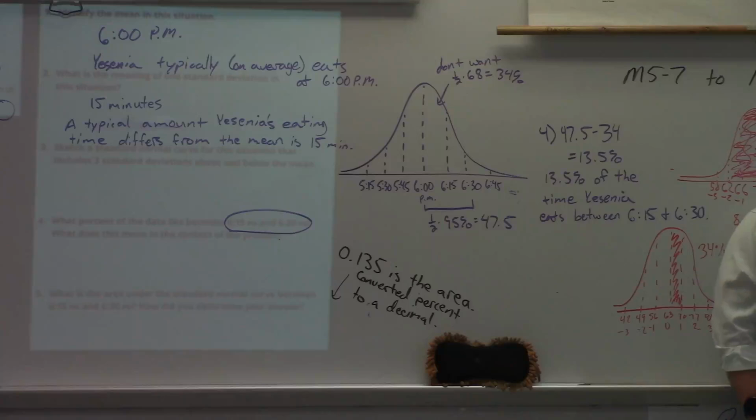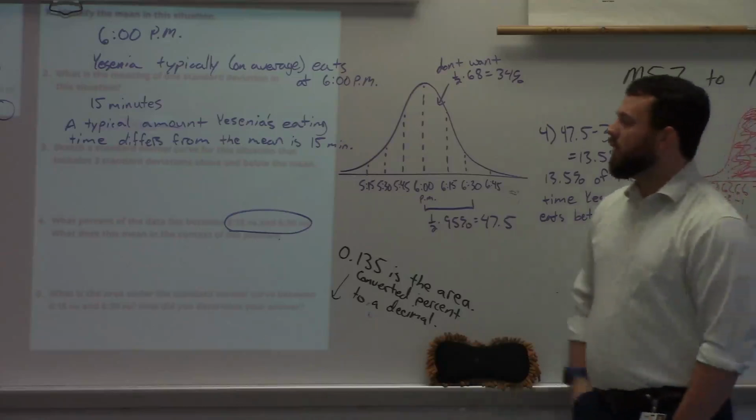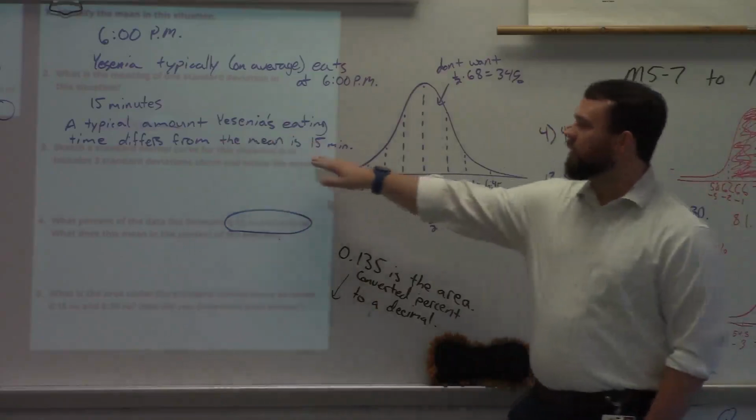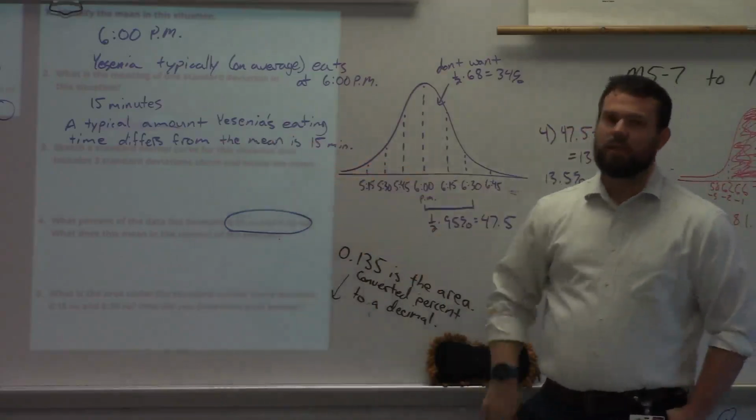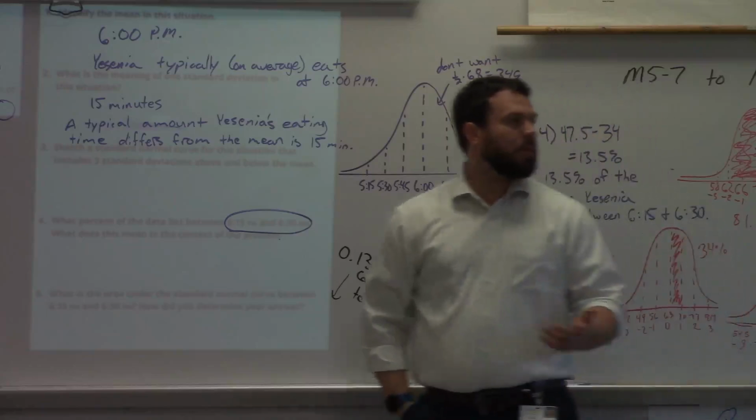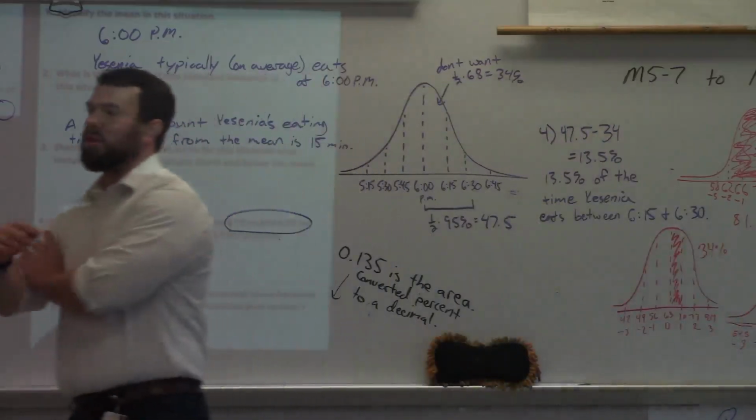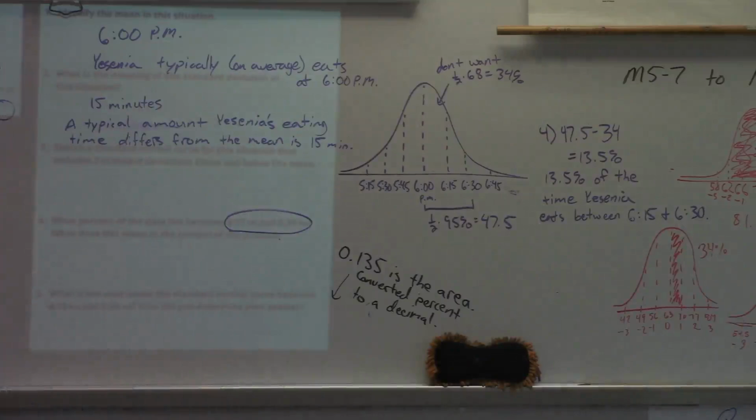Remember, a mean is just a typical value, or an average. So at 6 p.m., she typically, or on average, eats at 6 p.m. At the core, a standard deviation is a typical amount the data deviates or differs from the mean. And so a typical amount Yesenia's eating time differs from the mean is 15 minutes. That's what we mean by standard deviation. That's how you will interpret it in context every time.